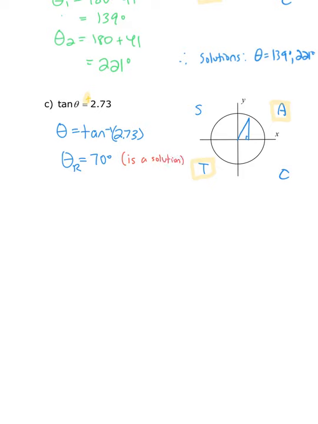And then my other solution is in quadrant T. So I'm going to draw another triangle in the T section. So to get to this angle, I'm going to go over 180 degrees, and then I'm going to go over 70 more, because the little angle inside the triangle is 70 degrees. So that is 250 degrees. So then I will state that my solutions are 70 and 250 degrees.